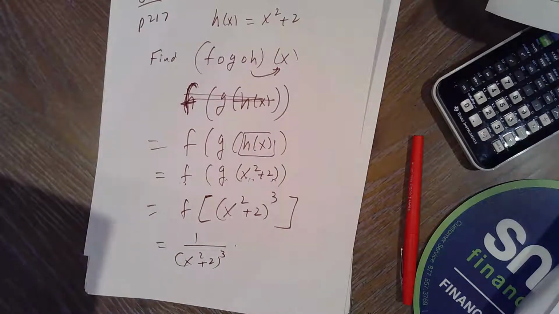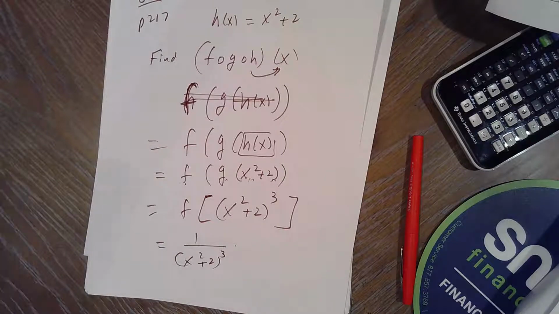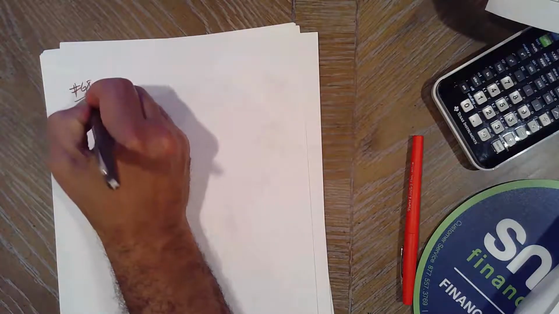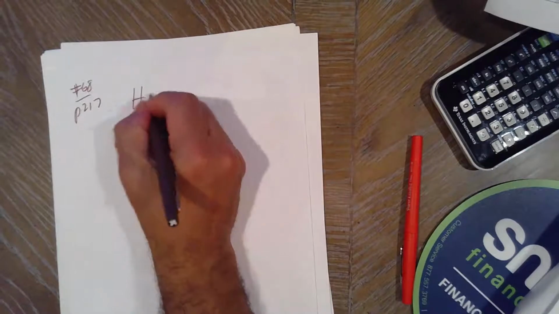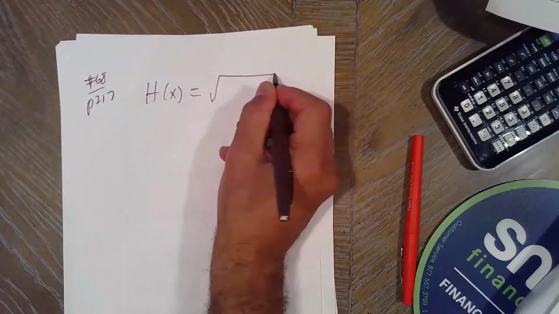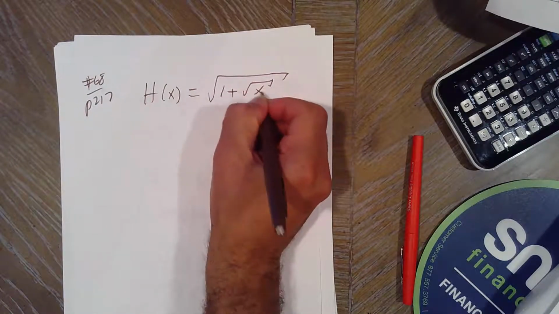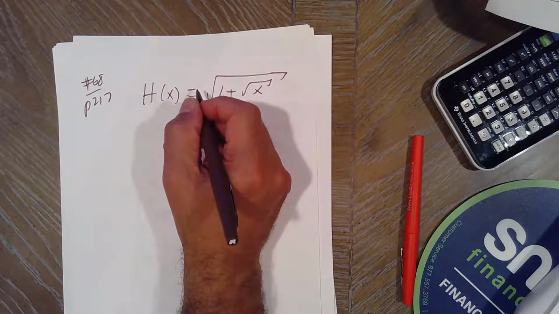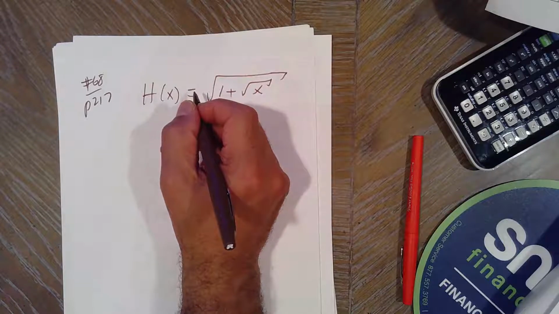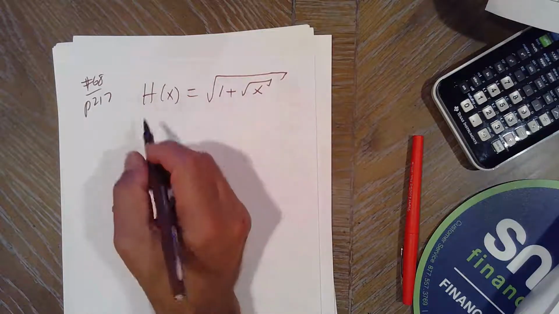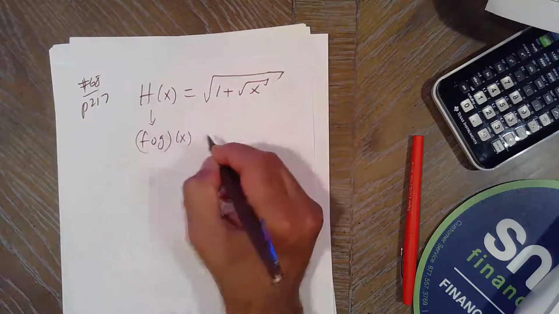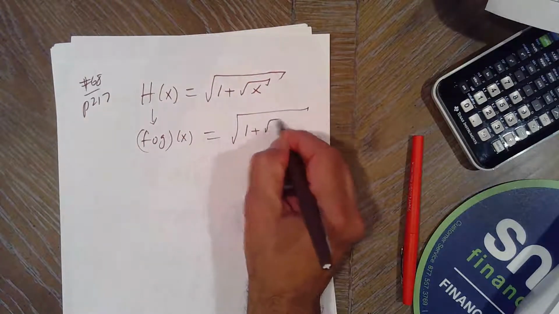Now number 68, page 217. It gives us a function h of x equals the square root of 1 plus the square root of x. And it has a function as a composition: express the function in the form f composite g. So if you want to write this as f composite g, which one is going to be f and which one is going to be g?